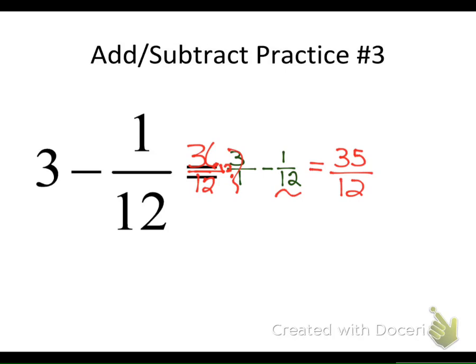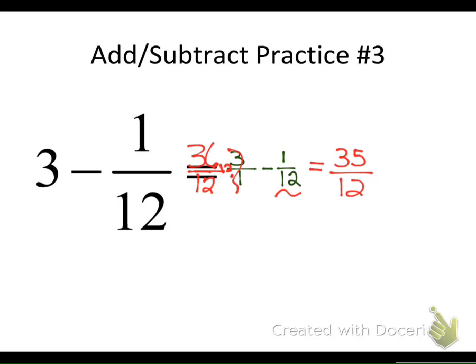I need to see if I can reduce this. But what's different about this fraction compared to the other fractions, the answers that we got? The bigger number's on top. So when the bigger number is on top, when the numerator is bigger than the denominator, it's called an improper fraction. Examples 1 and 2, where the smaller number is on top, that's called a proper fraction.